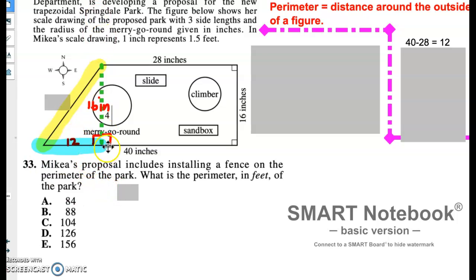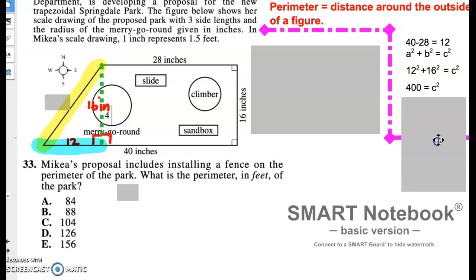So now we have the 2 legs of the right triangle. We can use the Pythagorean theorem to solve for the hypotenuse. So remember, the Pythagorean theorem is a squared plus b squared equals c squared. In that formula, a and b represent the legs, so in this case it's going to be 12 and 16. And c is the hypotenuse, which we don't know. So we have 12 squared plus 16 squared equals c squared. We're going to solve that.